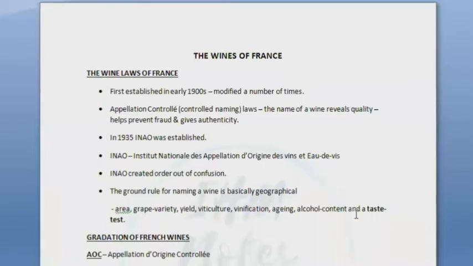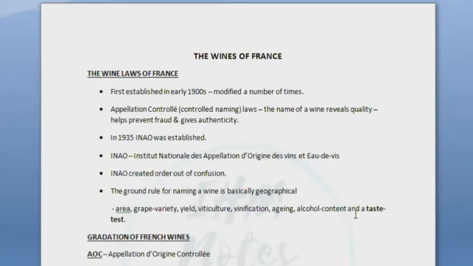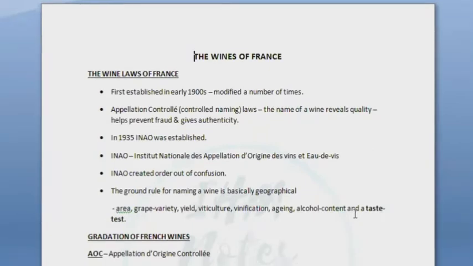So now I'll be discussing the wines of France. Okay, so one by one we will take them, starting with French wine. For French wine, there are certain laws and rules where the wine has to be certified and affiliated, and how people maintain quality. These are some standard and authorization rules which we have to follow in a particular region. So start with the wine of France. The law of France was first established in the early 1900s and modified a number of times.